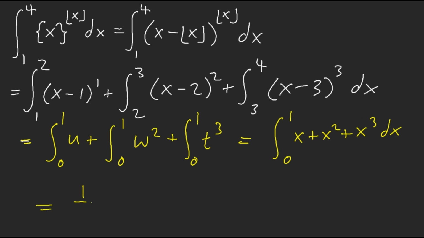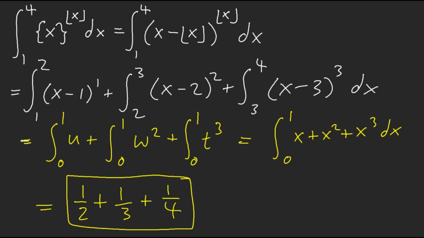And so now with that, this is all equal. I'm not even going to simplify this because I hate fractions, but just by this, the answer is 1/2 plus 1/3 plus 1/4. Okay, and that's it. Awesome, cool. So that's how floor functions, ceiling functions, and fractional parts work.